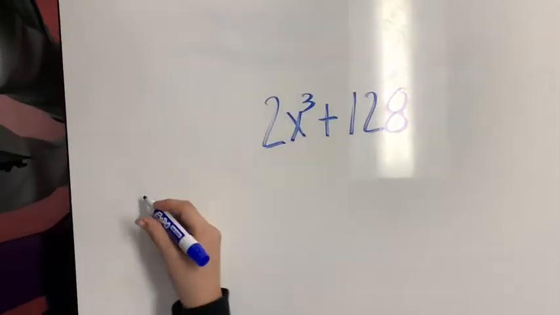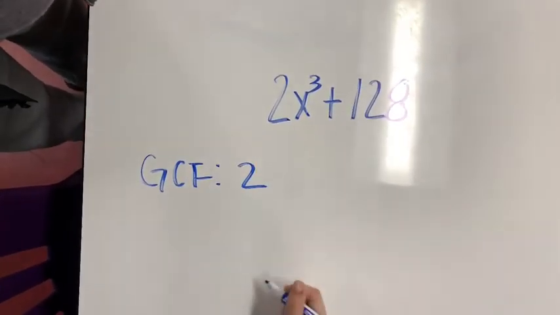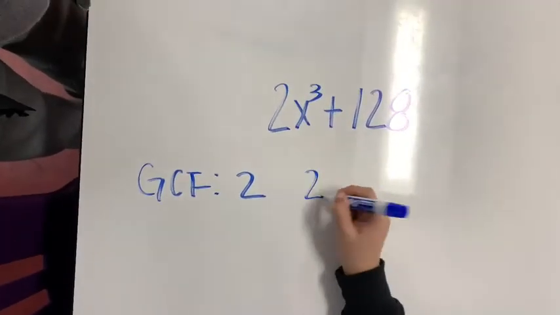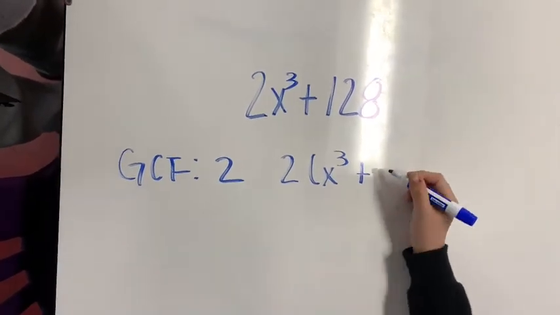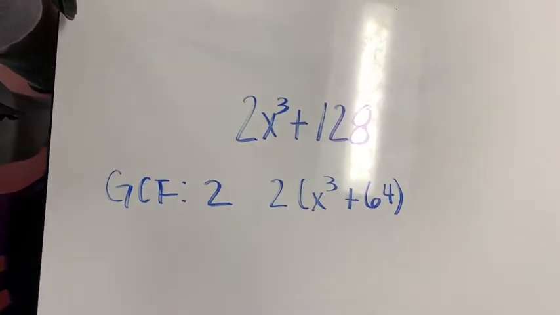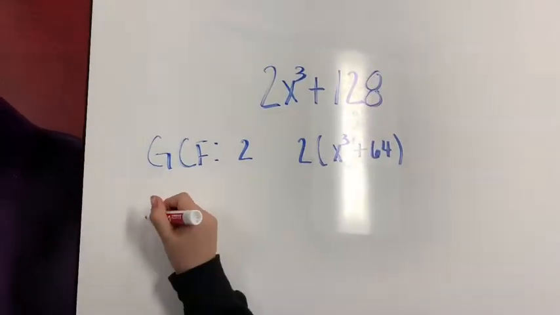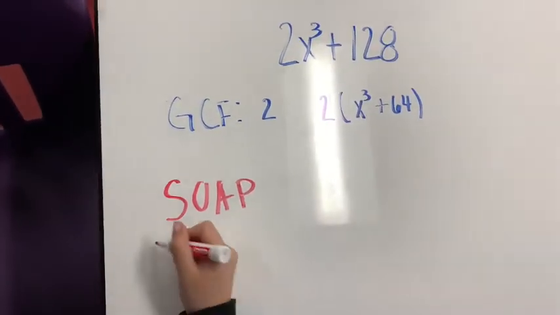We're going to start with the same problem that was viewed in the other slide, the problem being 2x cubed plus 128. Right off the bat, we can see that the GCF is 2. 2 parentheses x cubed plus 64 is what we will get once we divide the equation by 2. We will now go on and use SOAP.